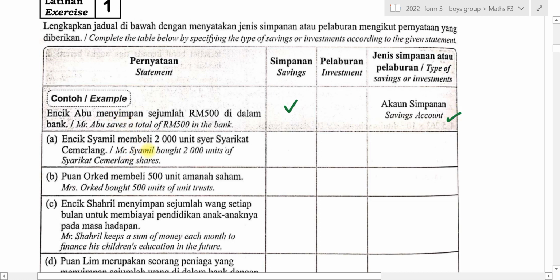Mr. Shamil bought 2000 units of Syarikat Cemerlang shares. If he plays with shares, that is not saving, that is investment. Type of investment: company shares. This one later on we will see, company shares.